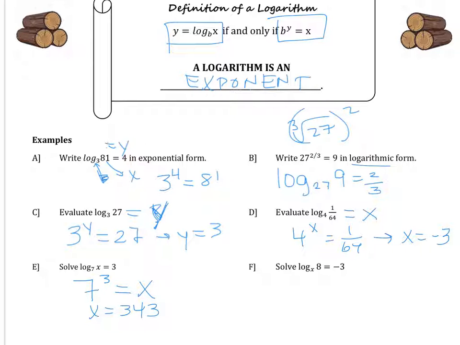And then finally, log base x of 8 equals -3. So x to the negative third equals 8, and then we have to think to ourselves, what to the negative third power is going to give us 8? That's a little bit tricky. But if we know our powers, we know that if x equals 1/2, and we raise 1/2 to the negative third power, we will get 8.